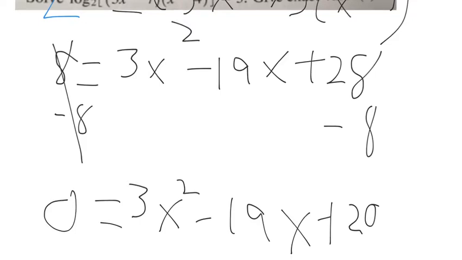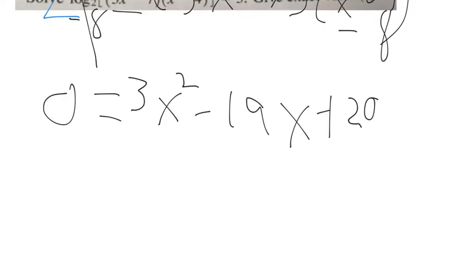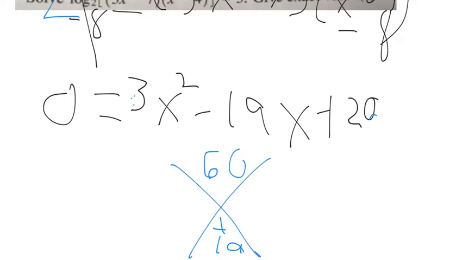So now, we need to factor this quadratic. Alright, so we can do that by multiplying the first and last terms. 3 times 20 is 60. So we want the factors of 60 that add to give you 19. The factors of 60 that add to 19 are 4 and 15. But since it's negative 19, it'd be negative 4 plus negative 15.